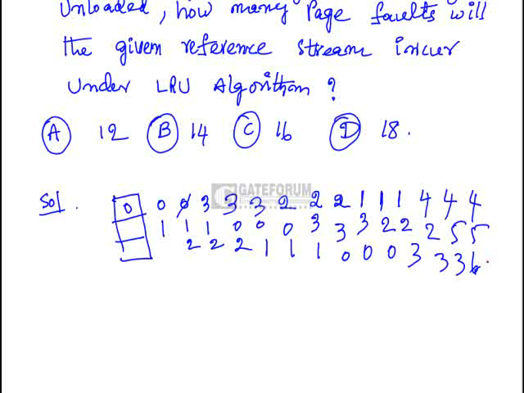Okay. So for 7, 4, 5, 3, 4, 5, 6. 4 must be replaced. 7, 5, 6. So the total number of page faults is 1, 2, 3, 4, 5, 6, 7, 8, 9, 10, 11, 12, 13, 14, 15, 16. Option C is the correct option. Here we are going to replace a page that has not been used from the longest time period. So option C is the correct option here.